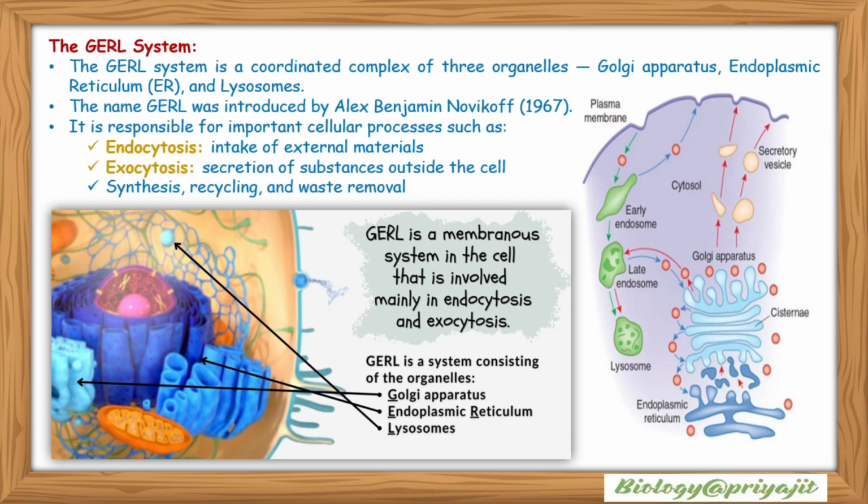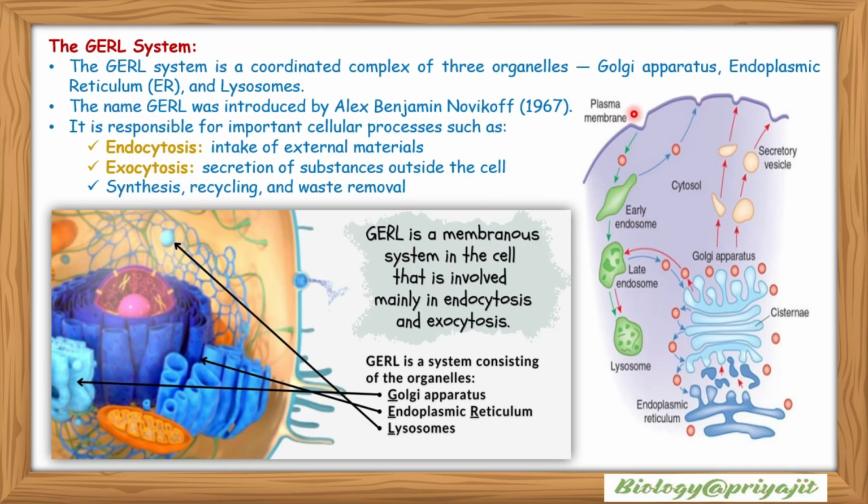This GERL system is a coordinated complex of three organelles: Golgi apparatus, endoplasmic reticulum, and lysosome. The name GERL was introduced by Alex Benjamin Novikoff in 1967. This structure is responsible for important cellular processes such as endocytosis, the intake of external materials; exocytosis, the secretion of substances outside the cell; and the third one, synthesis, recycling, and waste removal.